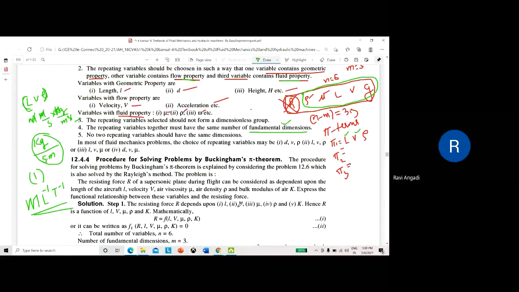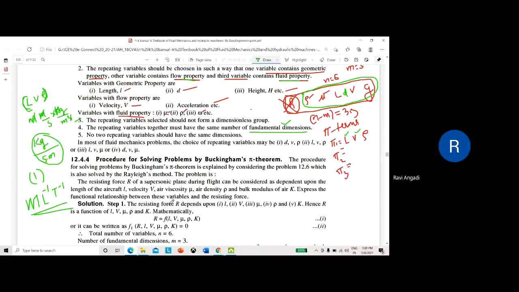Understood? All of you understood? Then the fifth one: no two repeating variables should have the same dimensions. Means you should not select, suppose in this problem itself, if diameter is also present, you should not take both L and D. Understood? It should be one from geometric, one from kinematic or flow property, one from fluid property.